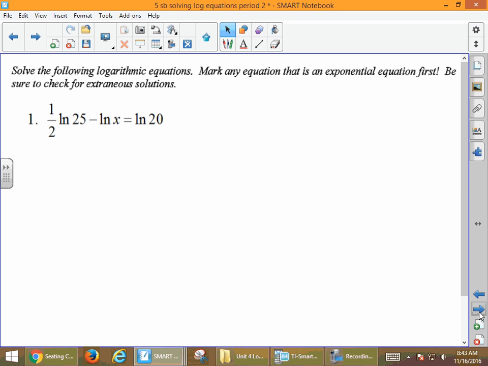As we turn the page, we see that we have a natural logarithm in our next problem, but the properties, whether it's log or natural log, the ln, they still apply, and we need to follow our steps here. The first thing that we need to look at is, it says mark any equation that's an exponential equation first. When we have an exponential equation, that means that we're not going to have a logarithm everywhere.